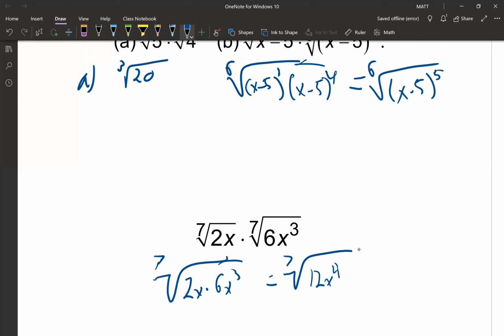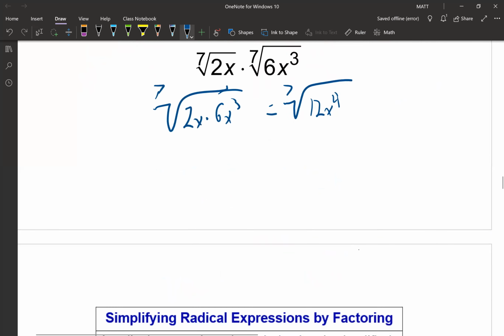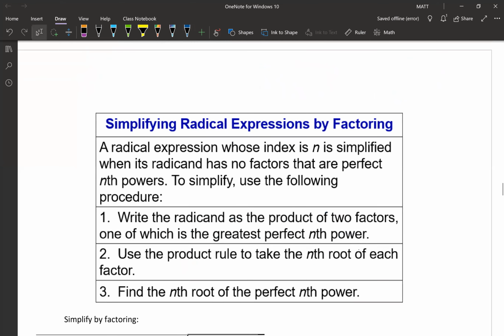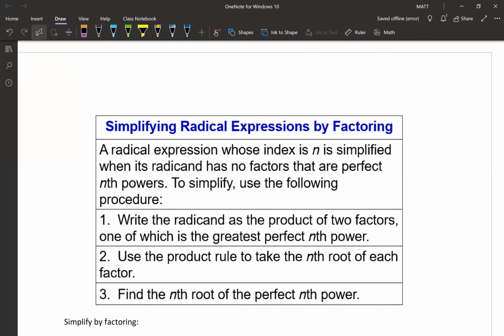Okay, simple enough. What if I have something a little bit more complicated? So this one, we'll have to use our tools that we've learned before about factoring. If we have a radical expression whose index is n, so our index is just this nth power thing up here, that's just our index, it is simplified when the radicand has no factors that are perfect nth powers.